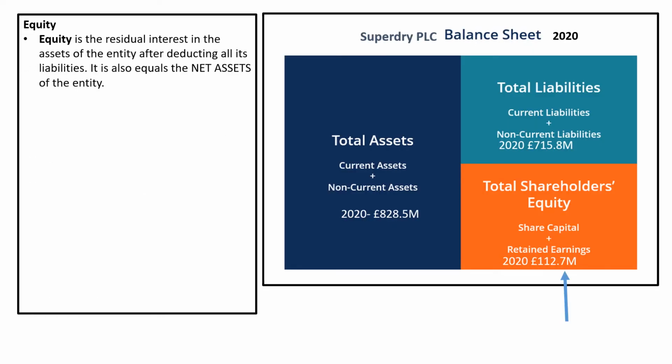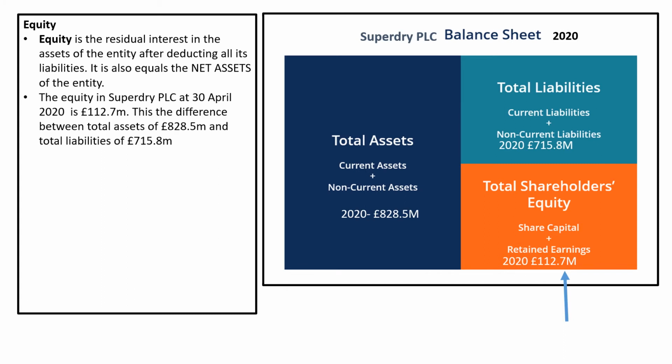Equity is the residual interest in the assets of the entity after deducting all its liabilities. It is also equal to the net assets of the entity. The equity in Superdrug plc at 30th of April 2020 is 112.7 million. This is the difference between the total assets of 828.5 million and the total liabilities of 715.8 million.